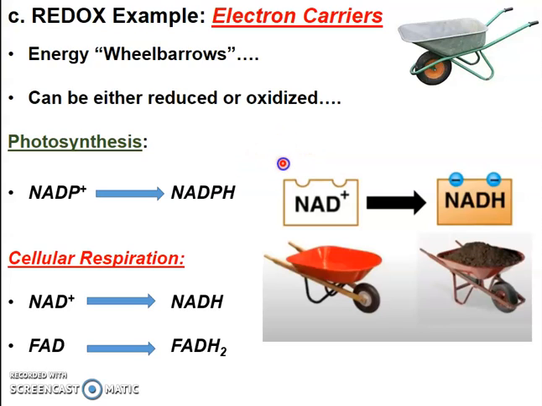energy molecule. So think of NAD+, or NADP+, as an empty wheelbarrow. Once it gains a pair of electrons, it becomes reduced. The wheelbarrow is now filled.